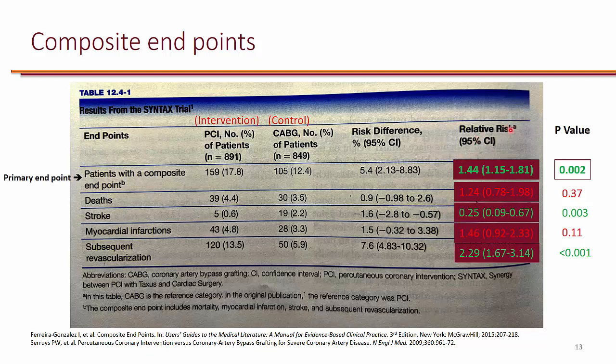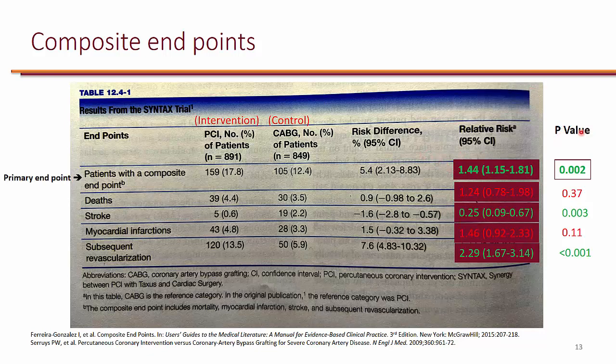Now with the relative risk, because this number, the 5.4, is the absolute risk difference. So the absolute difference between 17.8 and 12.4 is 5.4. You can also calculate a relative risk. So relatively speaking, 1.44 is the relative risk, so there was actually a 44% risk increase. And again, they will give you a 95% confidence interval.